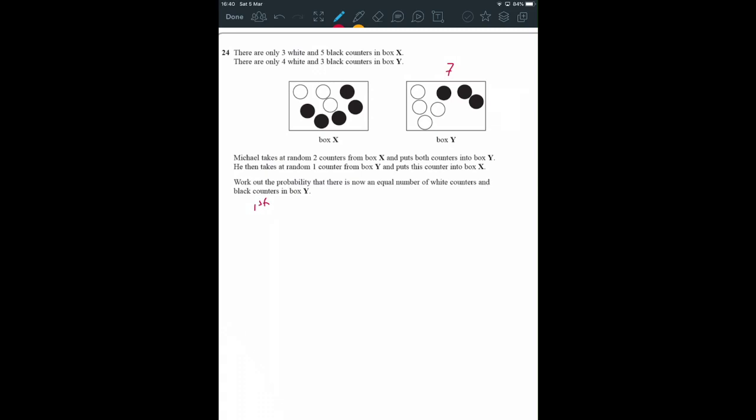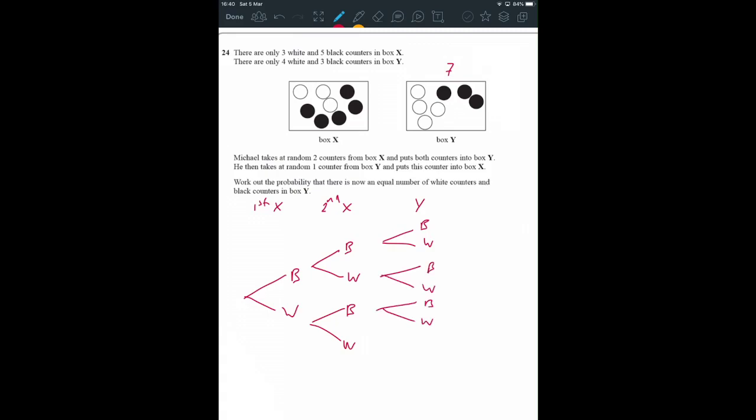So we're taking 1 out of X, another 1 out of X, and then we're going to take 1 out of Y. So out of X I could take a black or a white, and each of those could be black or white, black or white. So those will give me my 2 coming out of box X. And then for each of those I can either take a black or a white, a black or a white out of Y. And in each of these situations, we're unfortunately going to have quite different probabilities.